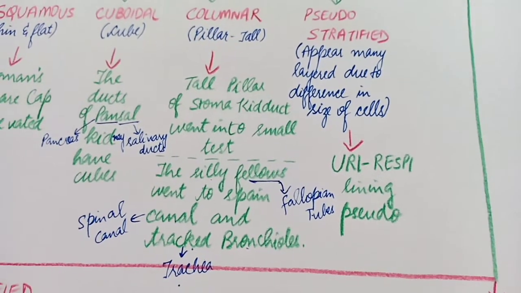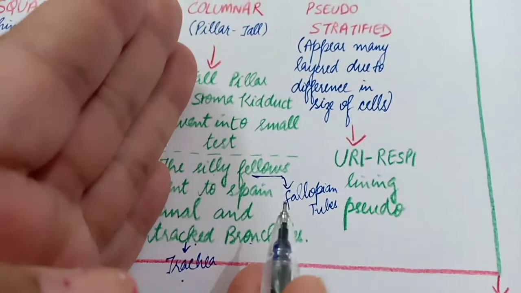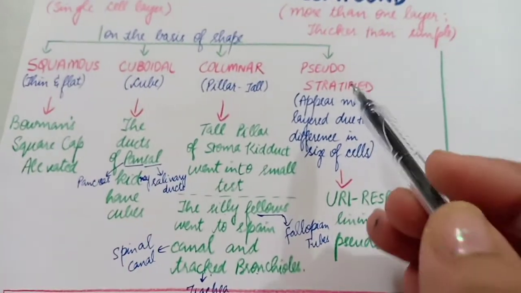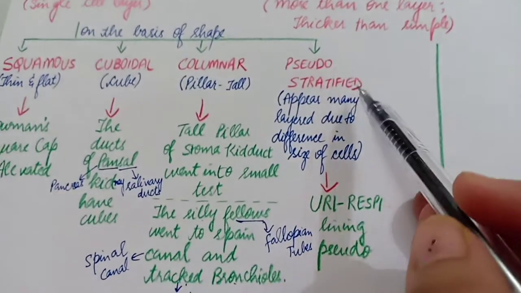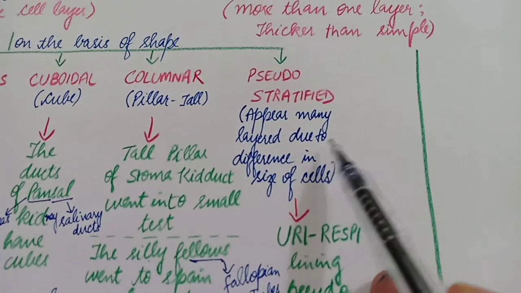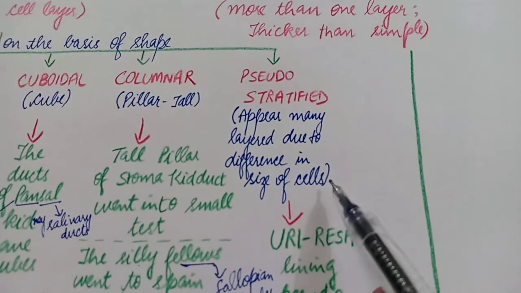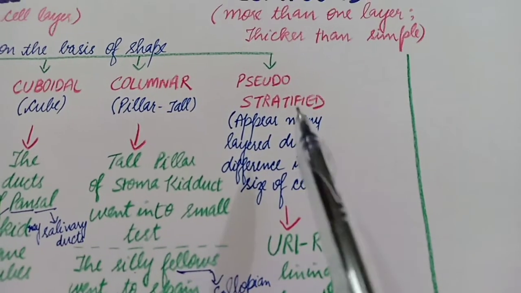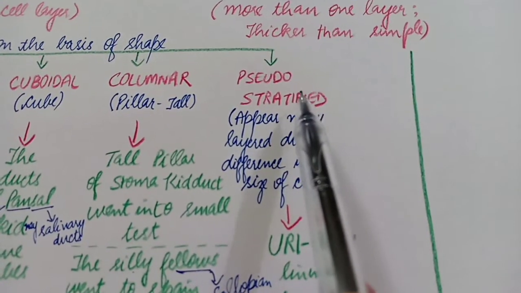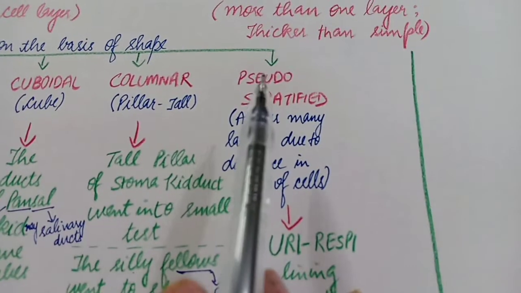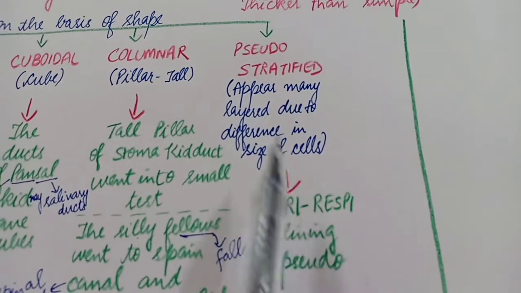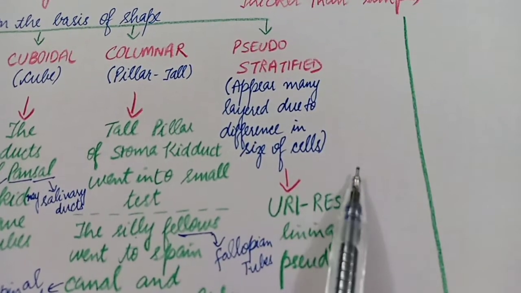Alright, so that is for ciliated columnar simple epithelial tissues. The last subtype of simple one is pseudostratified. Although they appear many layered due to difference in the size of cells, although we are saying stratified, that means layered cells, but it is included in simple, that means it is actually a single cell layer. The function of pseudostratified is to secrete mucus.